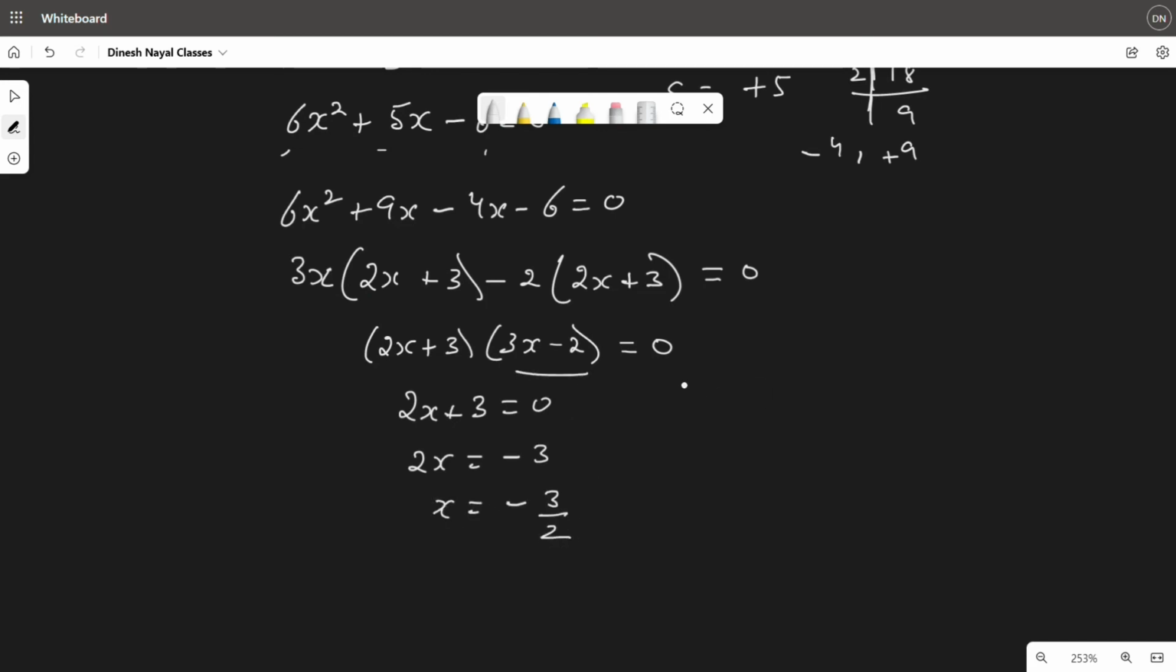Similarly, doing 3x minus 2 equals 0, 3x will be 2, so x will be 2 by 3. Hence the two roots are minus 3 by 2 and 2 by 3.